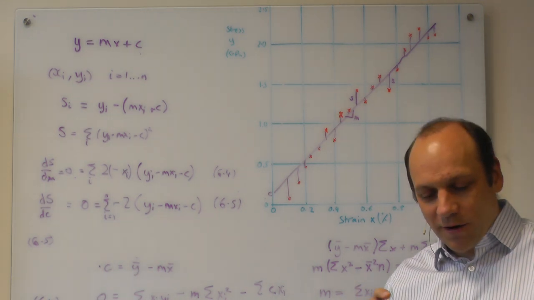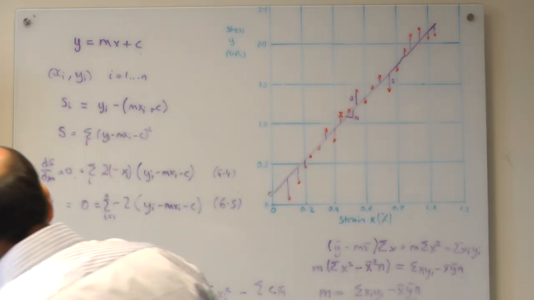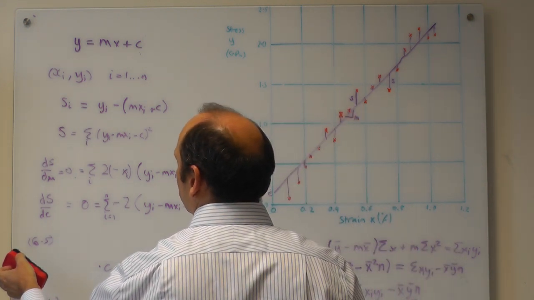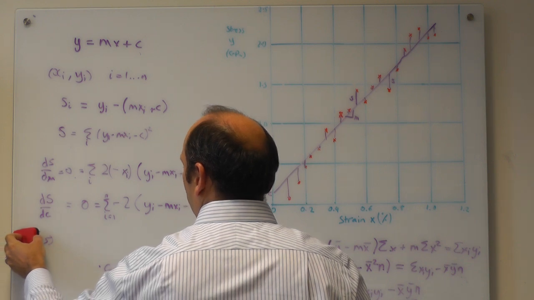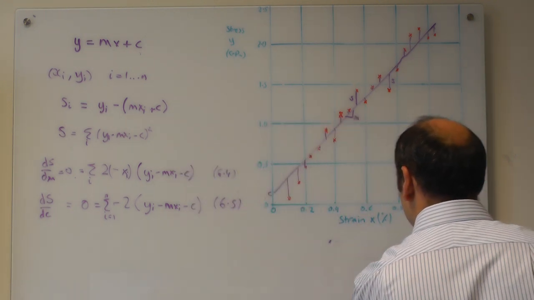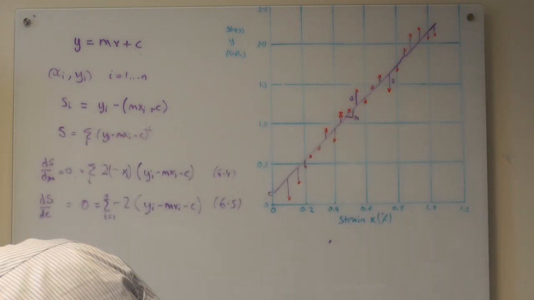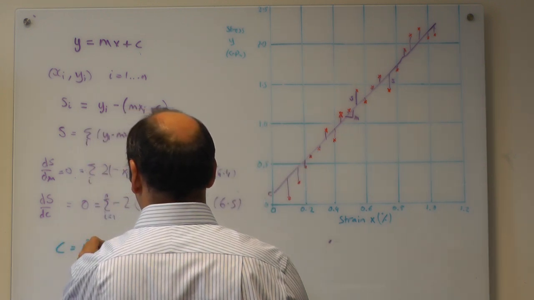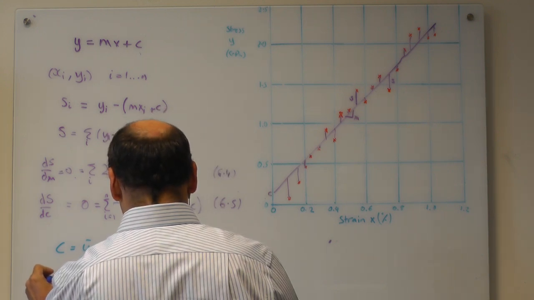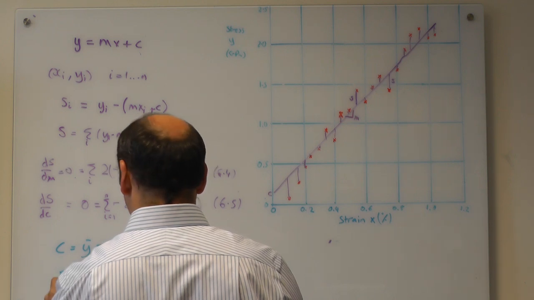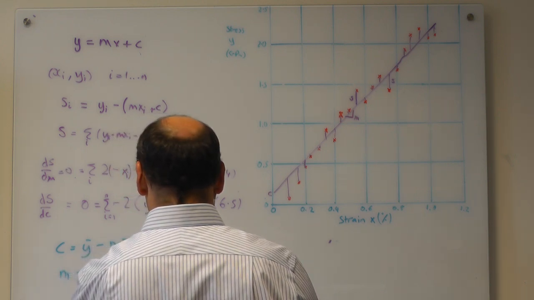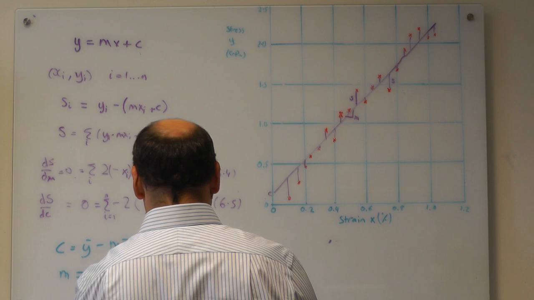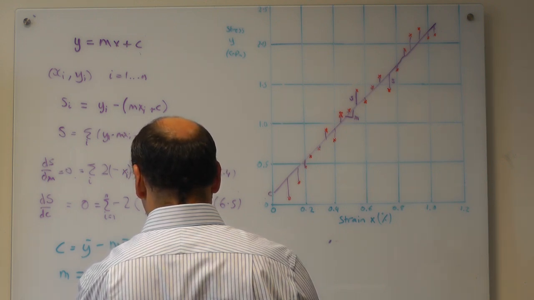Now, the other thing we want to do is estimate the error in m and c. So I'm just going to do a little bit of tidy up here and get our results. If I wipe these all off, I'm going to write these down in blue. So I've got c is equal to y bar minus m times the average of x, and m is equal to a slightly more complicated equation, the sum over i of x_i minus x bar times y, divided by the sum over i of x minus x bar all squared.